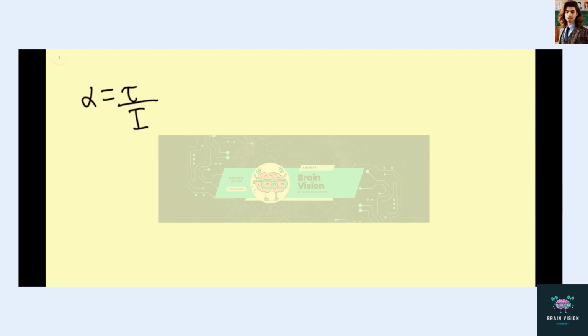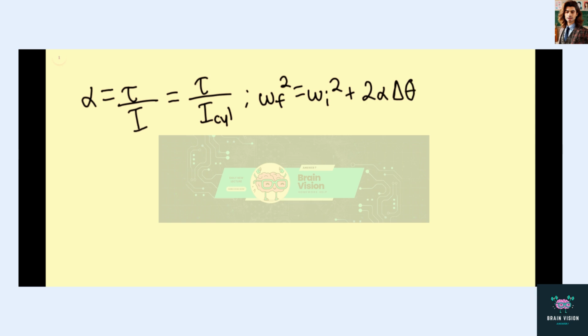We're going to use the rotational inertia of a cylinder. Therefore, we're going to use I of a cylinder. We can say that alpha is going to be equal to torque divided by the moment of inertia of a cylinder. And then we can use this equation, omega final squared equaling omega initial squared plus 2 times alpha times the change in angular displacement, and then solve for the angular displacement.